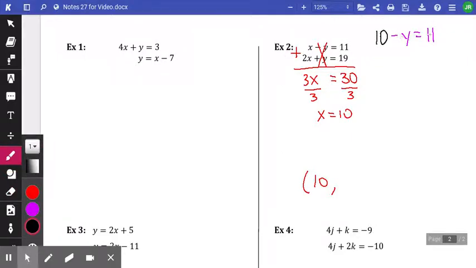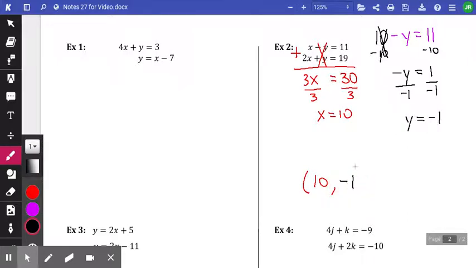10 minus y equals 11. My goal is to get y by itself. So to move a positive 10 over, I will subtract 10 on both sides. 10 minus 10 cancels. I have negative y is equal to 11 minus 10 is 1. Then to get y by itself and make it positive, I'm going to divide both sides by negative 1, and I get that y equals negative 1.